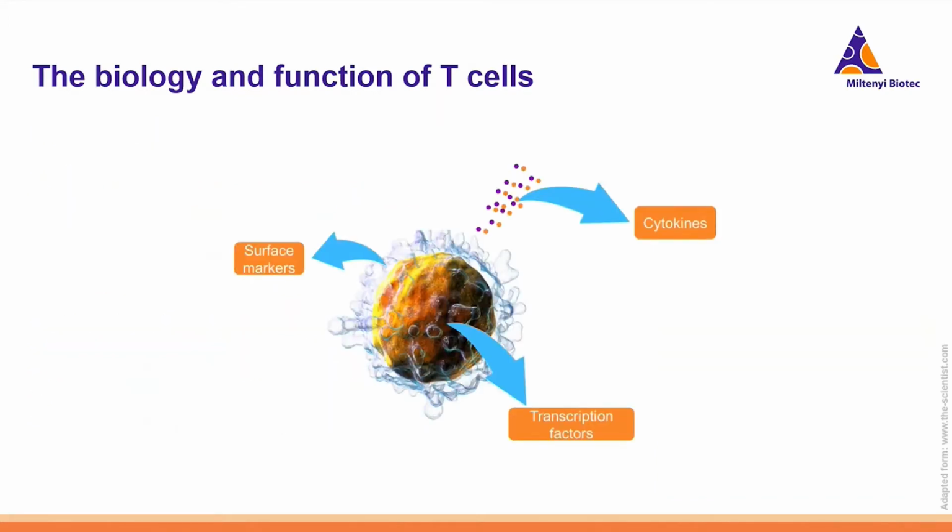A quick look at T cell biology covers the basic aspects. When talking about T cell phenotypes and functions, mostly surface markers, cytokines, and transcription factors come into play as defining molecules that can be most efficiently analyzed, well, mainly by flow cytometry approaches.